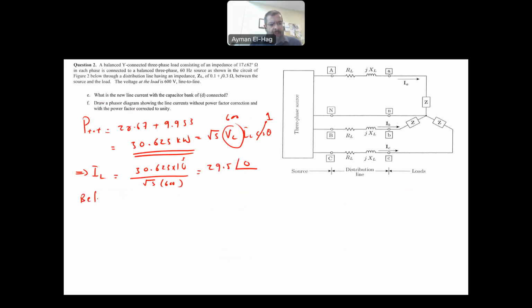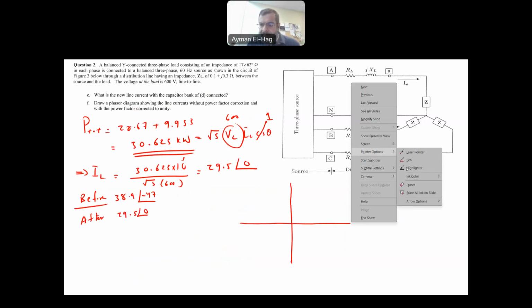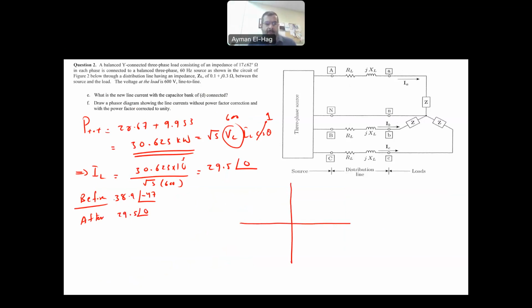So before we connect, the current is 38.9 angle of minus 47. After, the current is 29.5 angle of 0. Of course, these currents are basically plus minus 120. Now let me draw the phasor diagram. So we have this one here. Let me choose a different color. So let me do this for before.